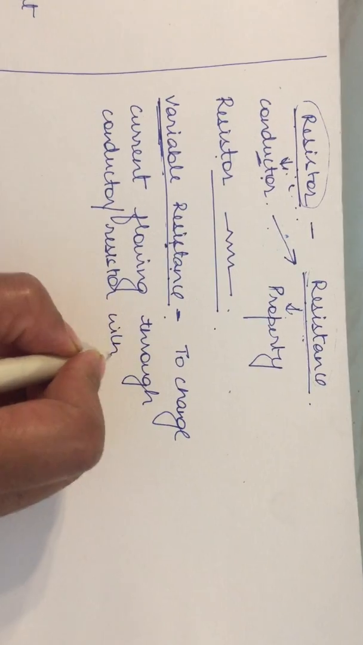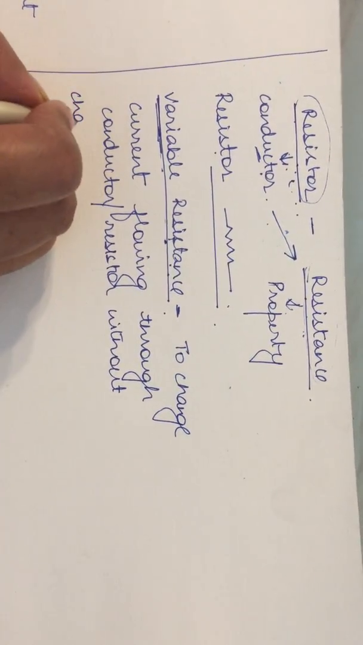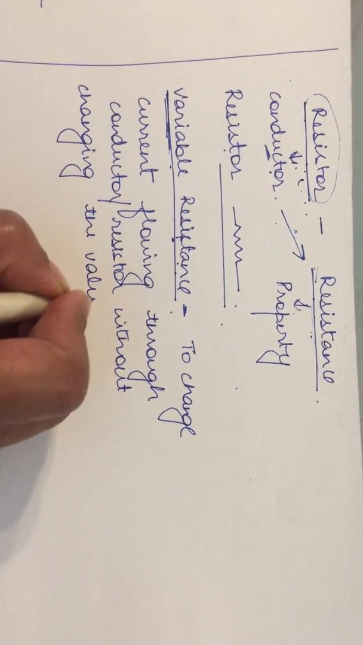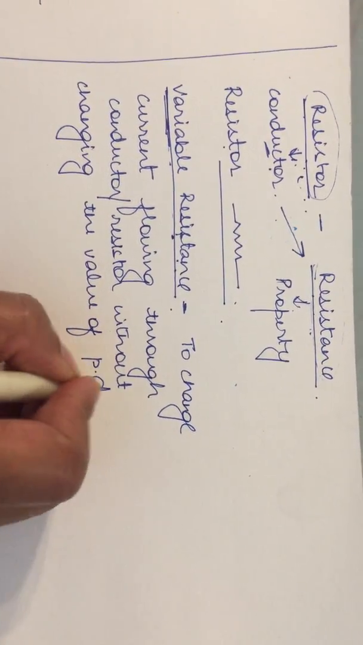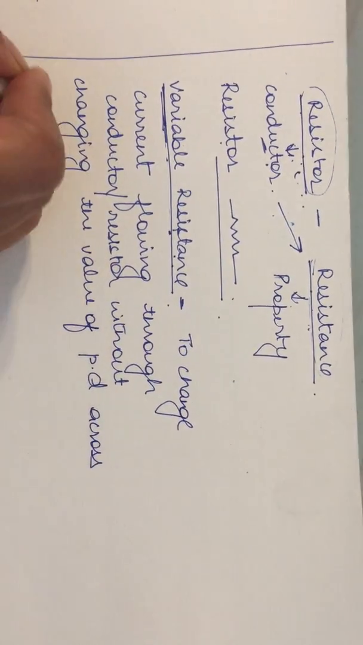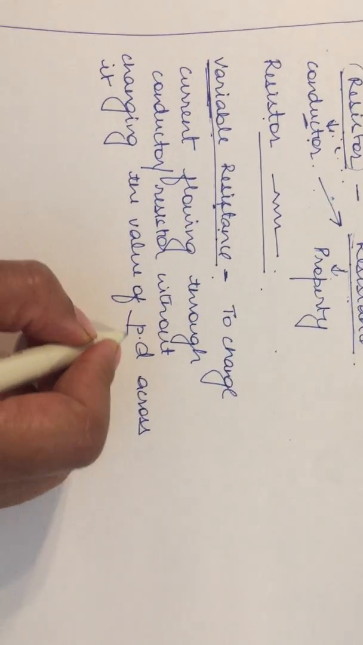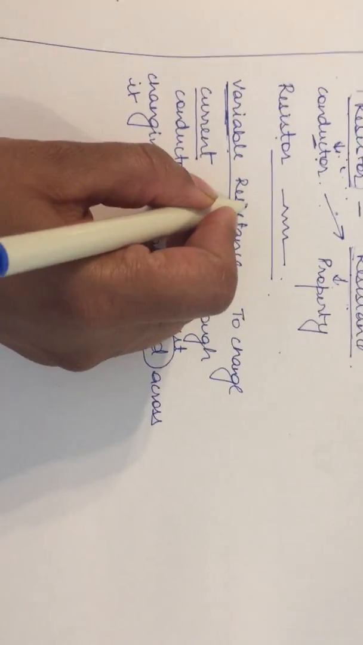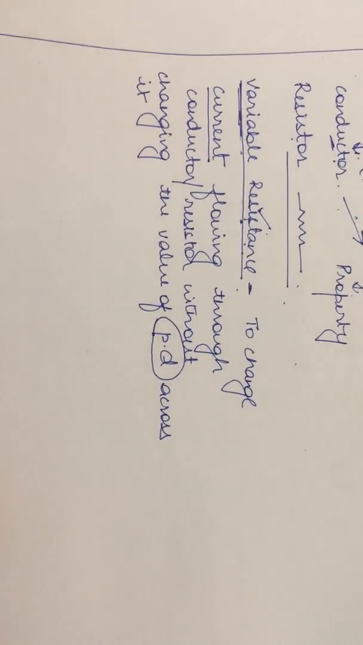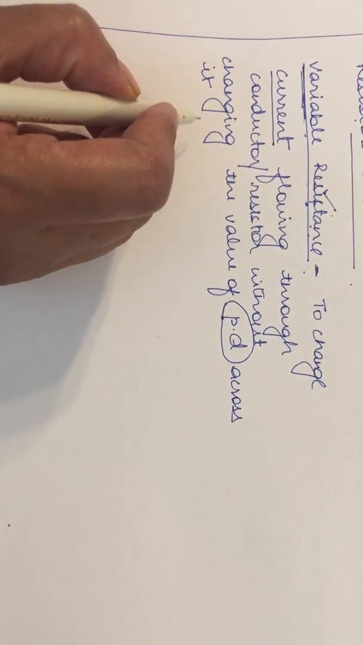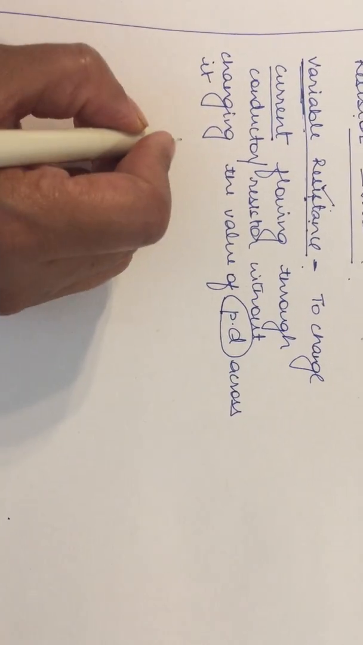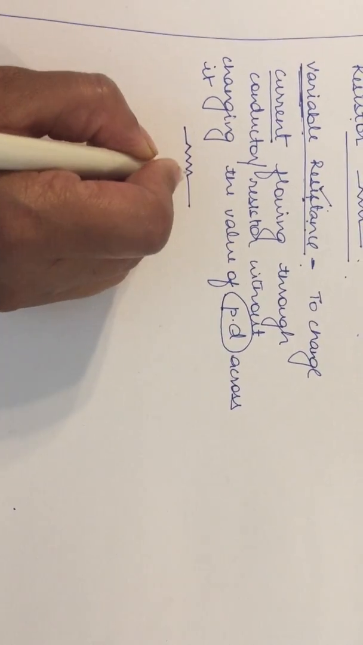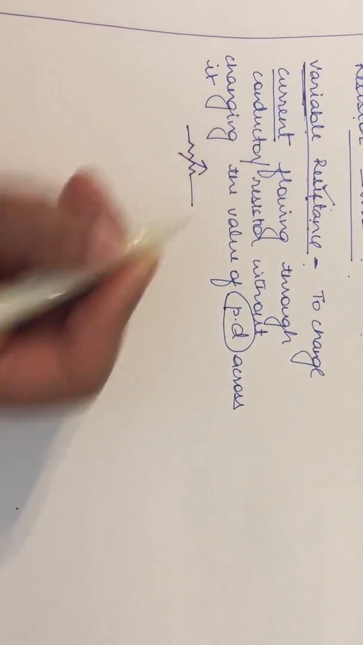without changing the value of potential difference across it. So if we don't want to change the value of potential difference, but we want to change the value of current, we change the resistance. Now what is the symbol for this variable resistance? The symbol for variable resistance is a resistor, and we make this arrow.